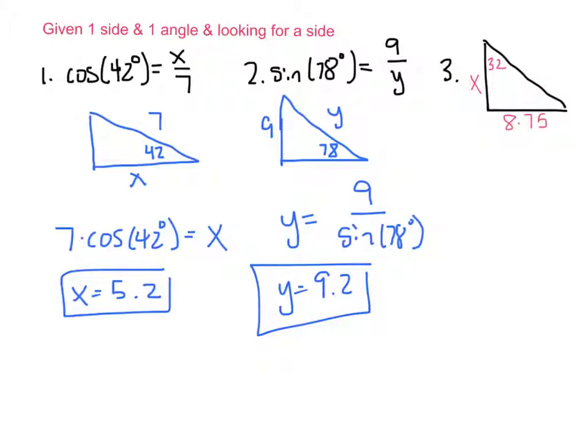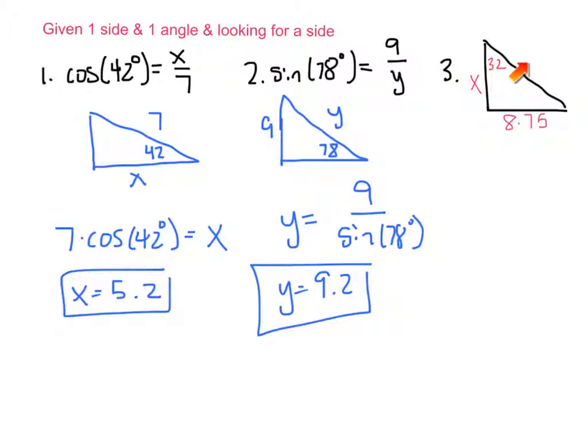All right, finally, I've got the angle is 32 degrees. I've got this side x and a side 8.75. So for this triangle, what's the trig function I'm going to use? I have to use tangent because tangent is the only trig function that doesn't involve a hypotenuse. And I don't know anything about the hypotenuse here.